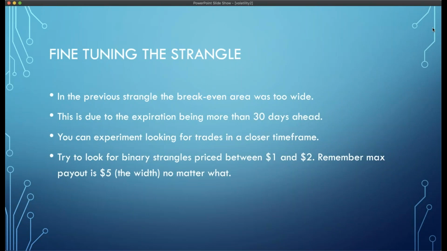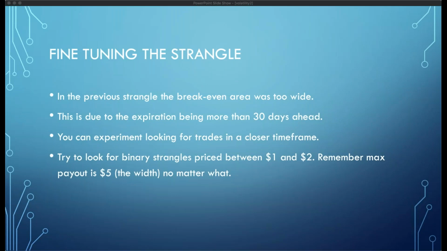Okay. How can we fine tune the strangle? And this connects with the question from Ryan before. How can we make this type of trade, non-directional trade, more efficient? Well, you notice that the break-even area was 2Y, as I mentioned, and the reason is 2Y is because I pick October 30, which is more than 30 days ahead.